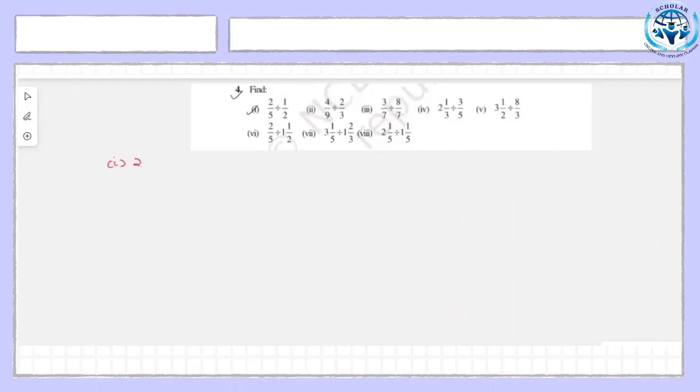Last question, question number 4, 2 by 5 divided by 1 by 2. 2 by 5 into 2 by 1. 2 2 ja 4, 4 by 5.